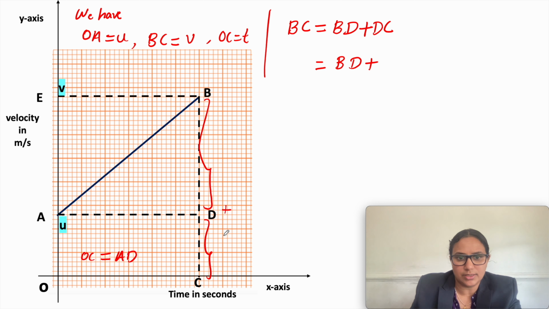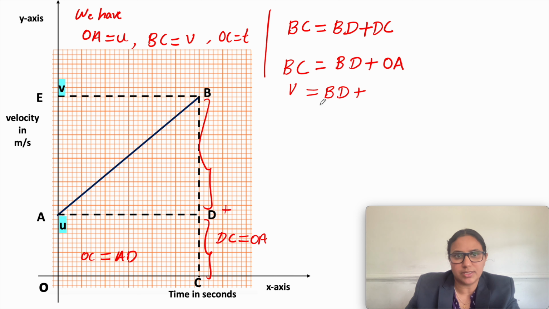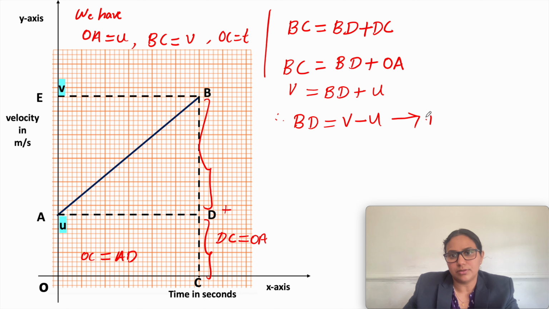So DC is equal to OA, this parallel distance. Instead of DC, I am writing OA. BC is equal to BD plus OA. I am substituting the value of BC, that is V, which is equal to BD plus OA, that is U. Or we get BD equal to V minus U. That is, U goes to the other side, so it will be minus. So consider this as equation number 1.